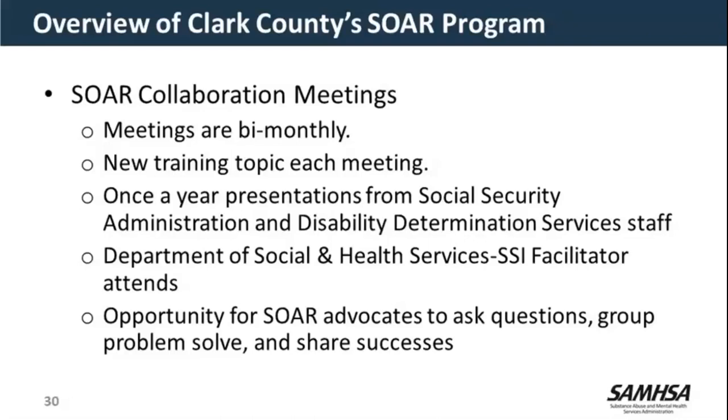One very helpful thing that we have is that our local SSI facilitator from our Department of Social and Health Services attends our meetings. Through DSHS, he helps folks that come in applying for general assistance. He will help them apply for disability, which is actually a requirement for them, like I said before. If they receive those funds, which in our community is $197 a month in cash assistance, once they start receiving those funds, they're required to apply for disability to keep those funds.